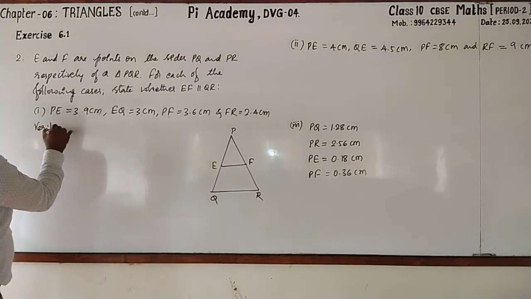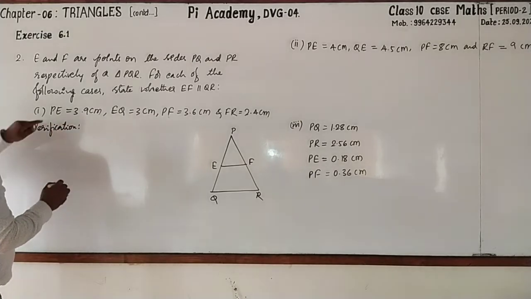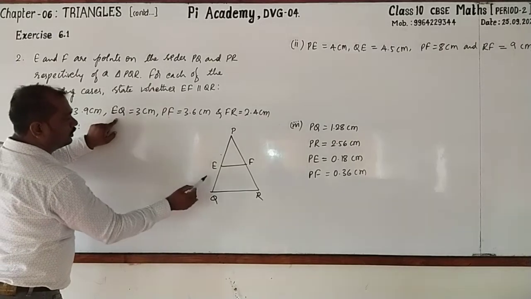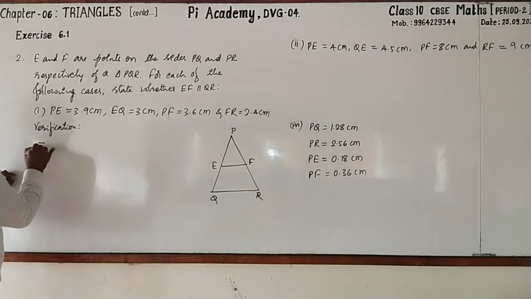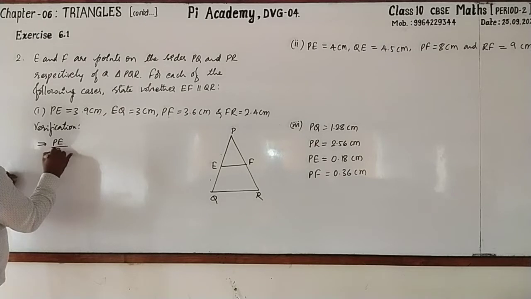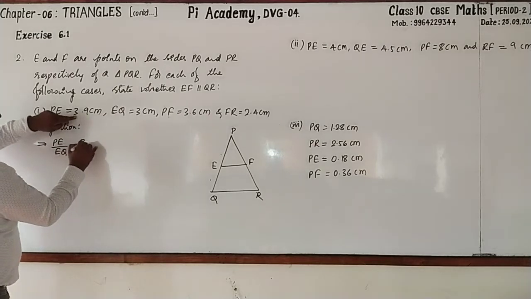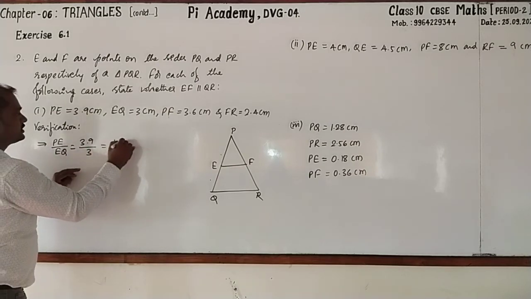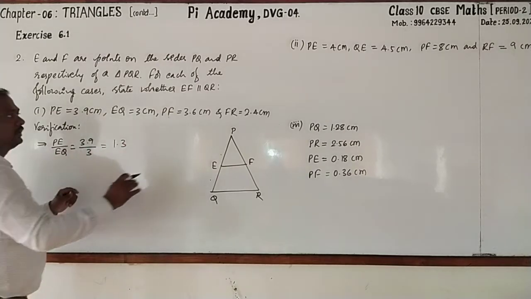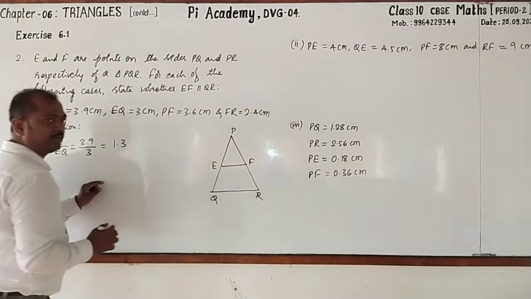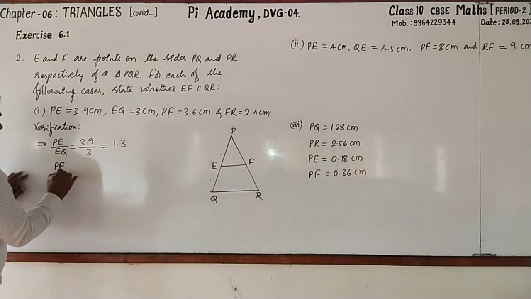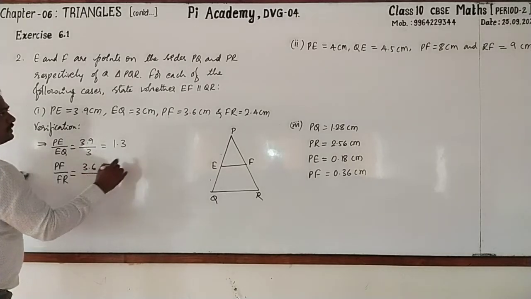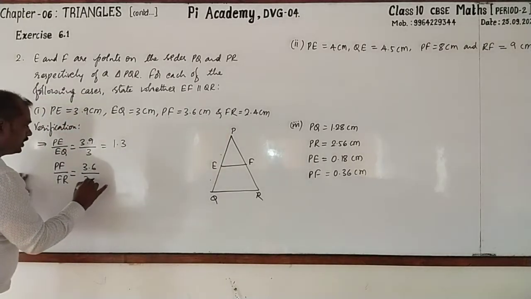Here I am writing verification. They have given PE 3.9, then EQ 3. So first we can find out PE by EQ. PE 3.9 by 3. How much will it be? It is 1.3, 3 ones are 3, 3 threes are 9. Right. Next we want PF by FR. PF by FR. What is PF? It is 3.6. And FR, it is 2.4.